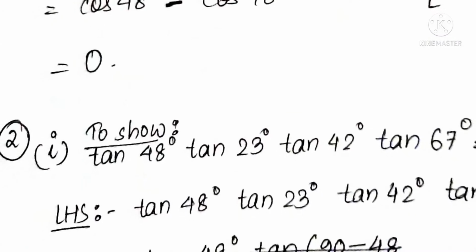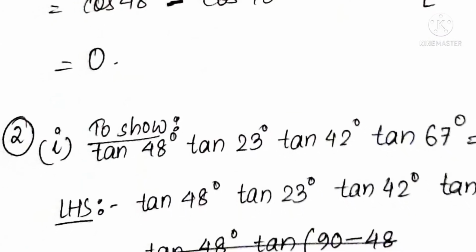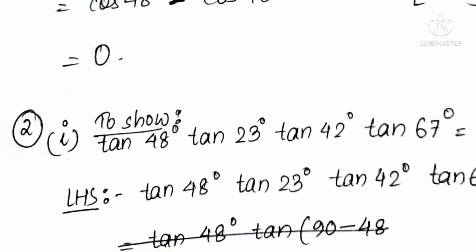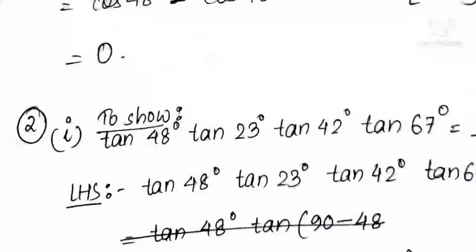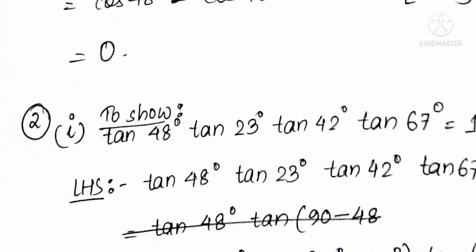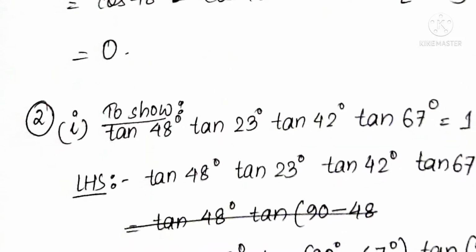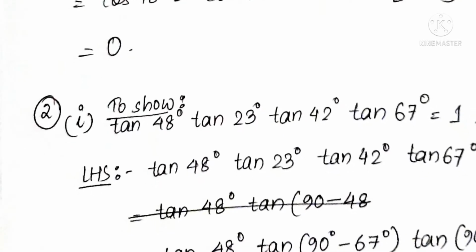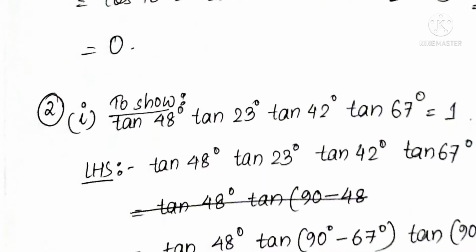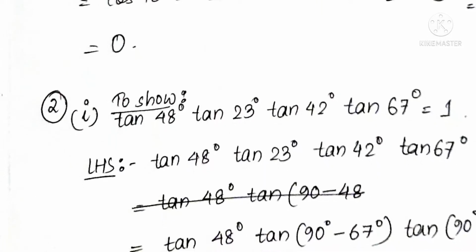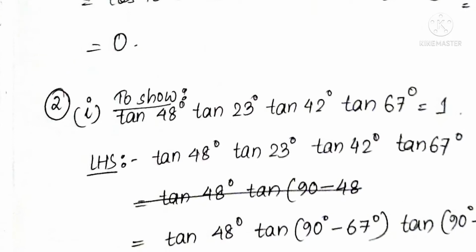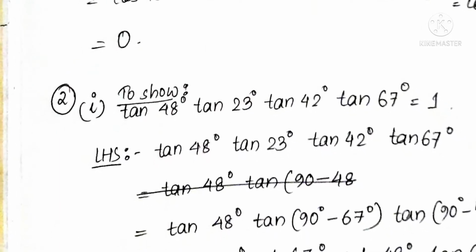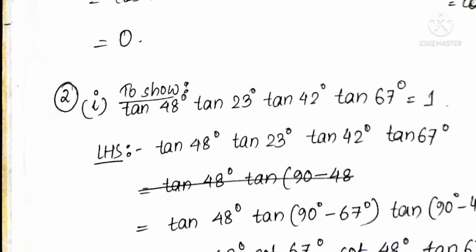Here you have to show that the value of tan 48 degrees into tan 23 degrees into tan 42 degrees into tan 67 degrees is equal to 1. So first of all just see here the two pairs of angles which will sum to 90 degrees. So here you can see 48 degrees plus 42 degrees is 90 degrees, and 23 degrees plus 67 degrees is equal to 90 degrees. So we have to take these two pairs. So let us change the 23 degree angle and the 42 degree angle.